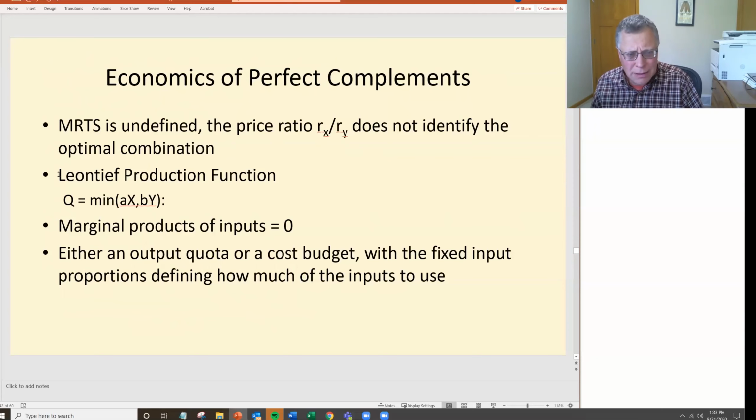And this is what we call a Leontief production function. There's a mathematical way of writing it. Q is the min of some factor A times the X input, and some factor B times the other input. And what happens here is you have an output quota. I need to get the field plowed in 6 hours. Okay, how many tractors and drivers do I need? Or you have a budget. I've got $1,500 to spend on plowing. How much can I get done? That's what you end up using, everything in fixed ratios.